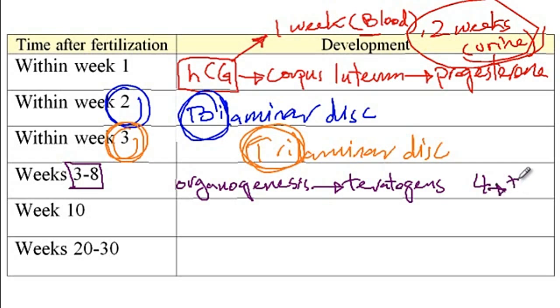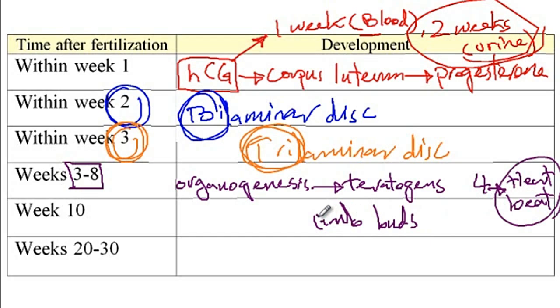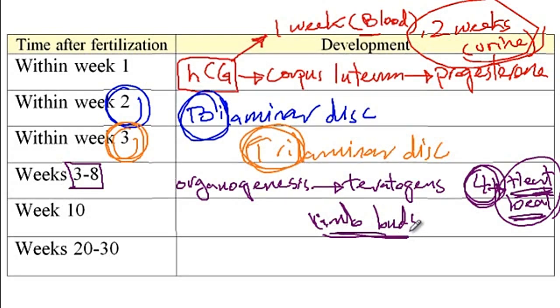Now at around week 4, the heart will start to beat, and also the limb buds will start to form. And the way I memorize it is that the heart has 4 chambers, and we also have 4 limbs. We have 2 arms and 2 legs. So at around week 4 post-fertilization, the heart, which has 4 chambers, starts to beat, and we develop the 4 limb buds. And then finally, at around week 8 of fertilization, the fetus will start to move.